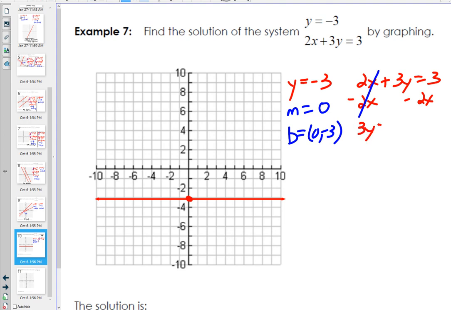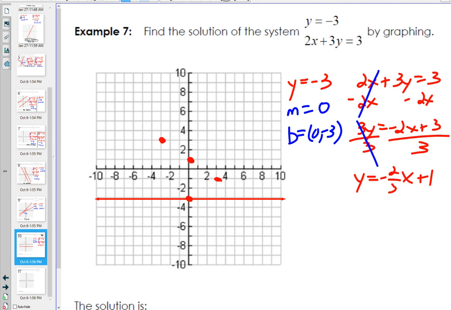So then 3y is equal to negative 2x plus 3, divided by 3. Y is equal to negative 2/3 x plus 1. Start at plus 1. Negatives go up, left, down, right. So if you keep on going, you're eventually going to cross. Eventually cross at 6, negative 3.